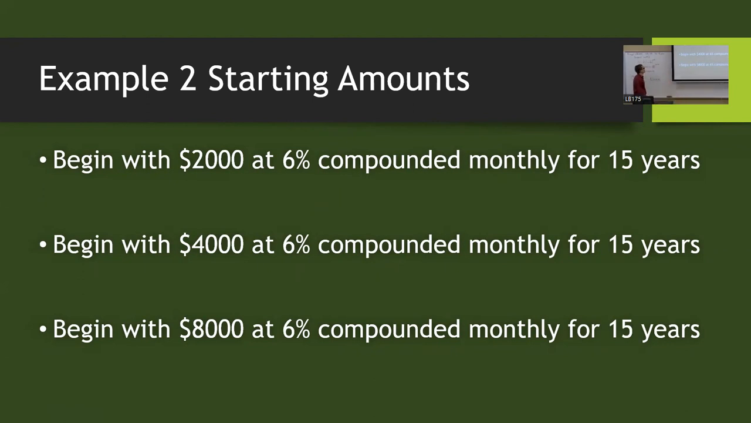So let's do this. Let's change how much we're starting at. I'm going to start with $2,000 again at a 6% interest rate for 15 years, and I'll compound that monthly. We actually already did that one, that first bullet point. Then I want you to do this second bullet point. Start with $4,000 and keep everything the same. If you have time, you can do the third bullet point too, start with 8,000. But just go ahead and start with 4,000. Calculate how much you're going to have, and then also how much interest you gained.